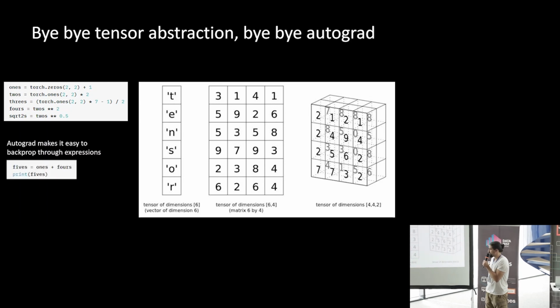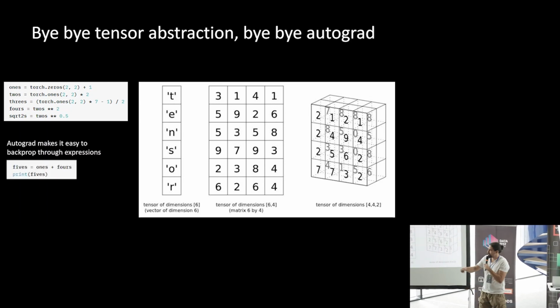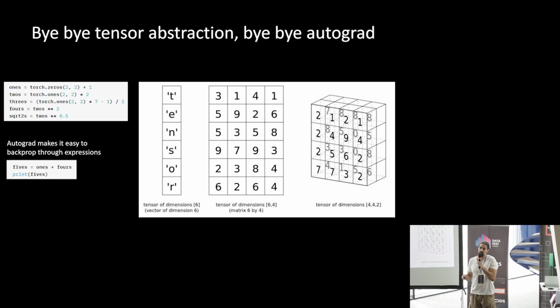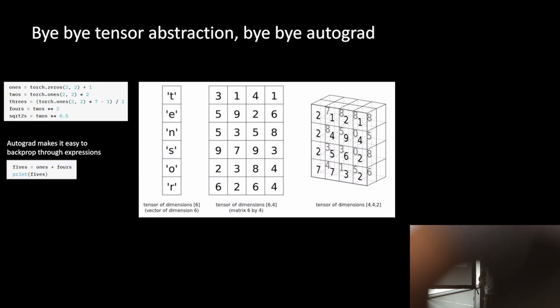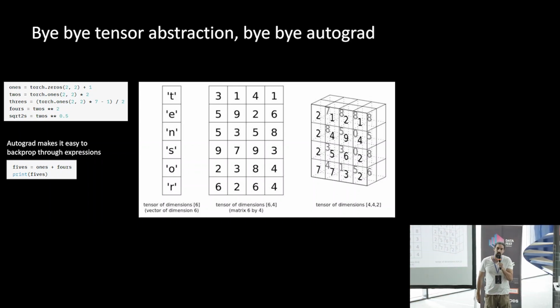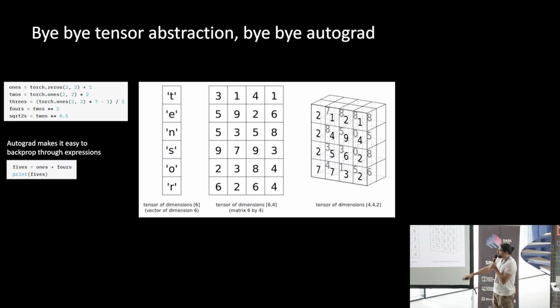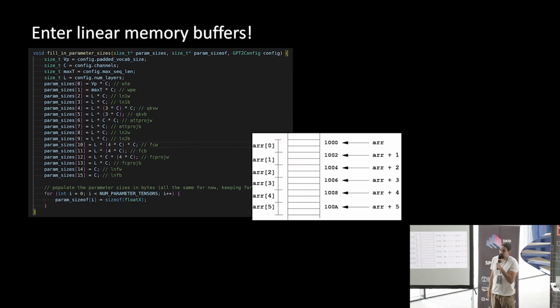Also you have to understand that in PyTorch, when you do something like ones plus fours, in the background PyTorch automatically assembles the computation graph behind the scenes, and then you can nicely backprop through that computation graph when you're doing the backward pass. We have to forget all of that and enter the linear memory buffers. We are back in your first year of computer science studies, and you just end up with a malloc, either on GPU or host memory, of a linear array, and now you have to impose some structure on top of it so you can actually make sense of it.